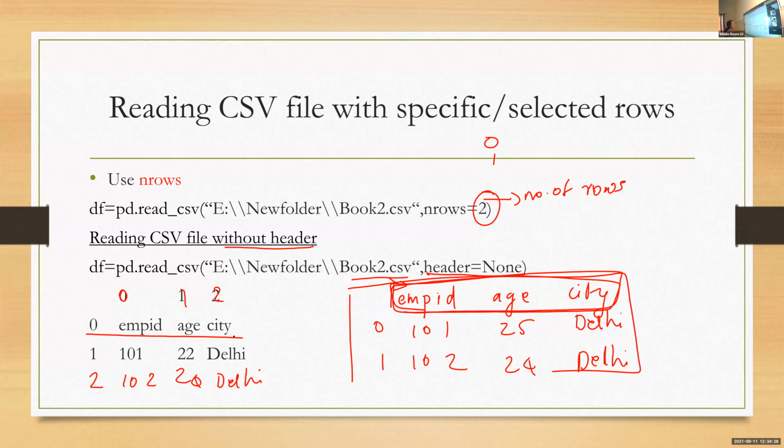Okay, so if we want to display the content of a CSV file without a header, we use the parameter header equal to none. Header equal to none will convert the column headings into first row value. So EMPID, age, and city is the first row value. After that, this value appears with default index 1, and this value will appear with index 2. So before using header equal to none, there are only 2 rows. After executing this statement, the result will include 3 rows.